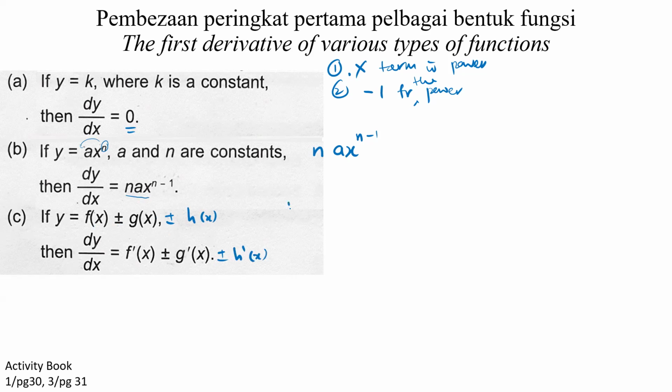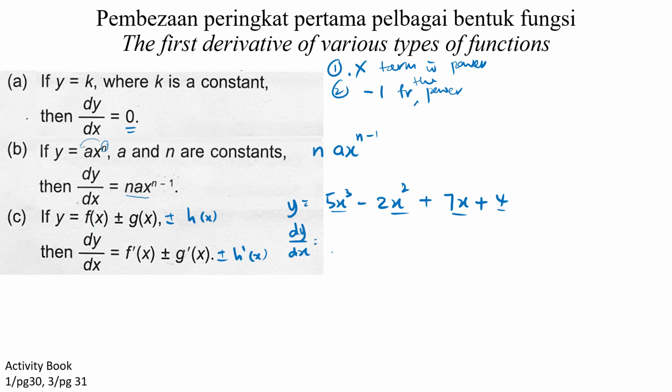So what does that mean? I have y equals 5x cubed minus 2x squared, plus 7x plus 4. Each and every term can be differentiated separately.